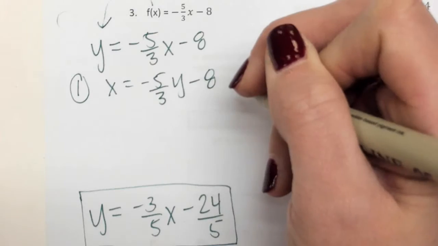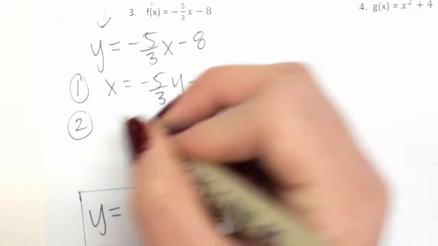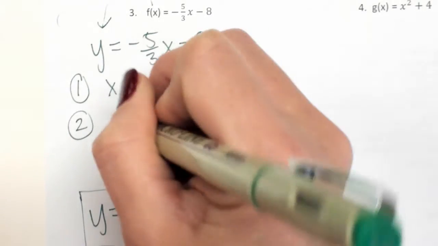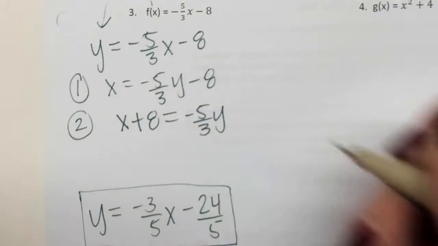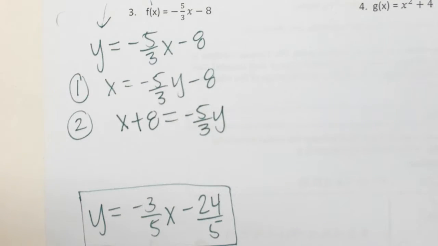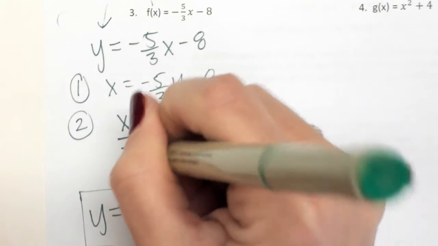Then he said to what? Add 8, which is correct. Now that we swapped x and y, we can add 8. So what will we have on this side? Equals negative 5 over 3y. Alright, Evan, what do I do from here? Or what did you do? Good. That's what most of y'all did, correct?